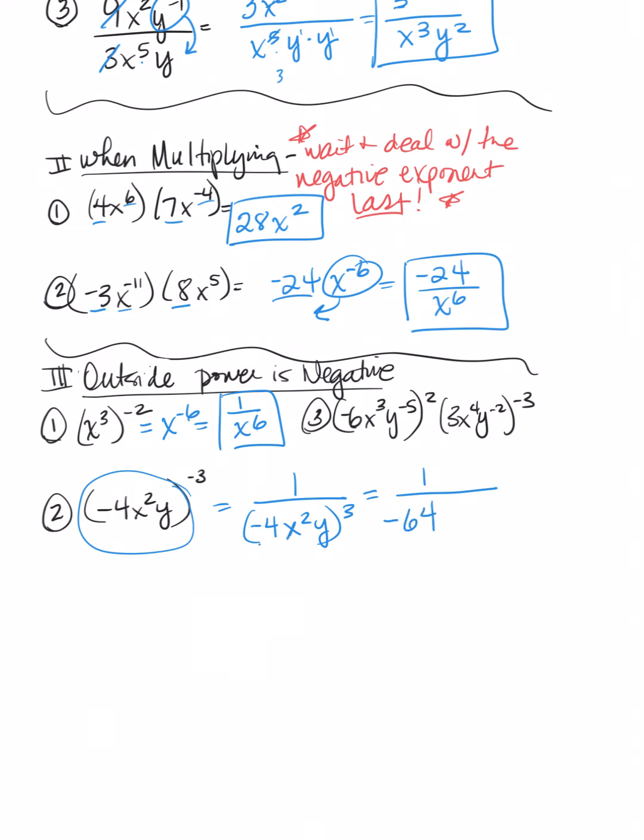Now we raise our powers. X squared times 3 is going to be x to the 6th and y to the 3rd. So notice I no longer have any negative exponents. I'm going to move number 3 down.